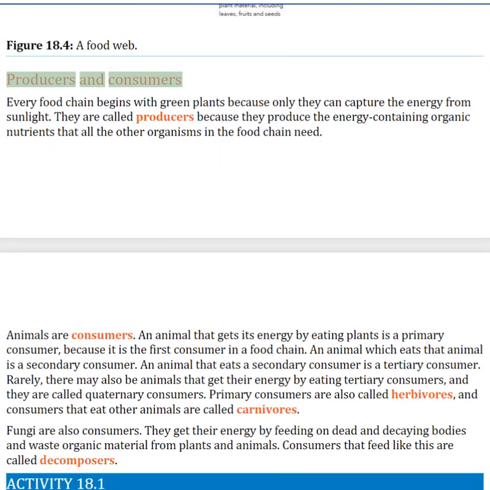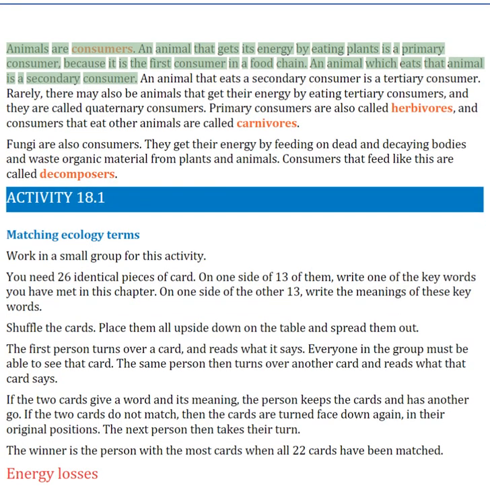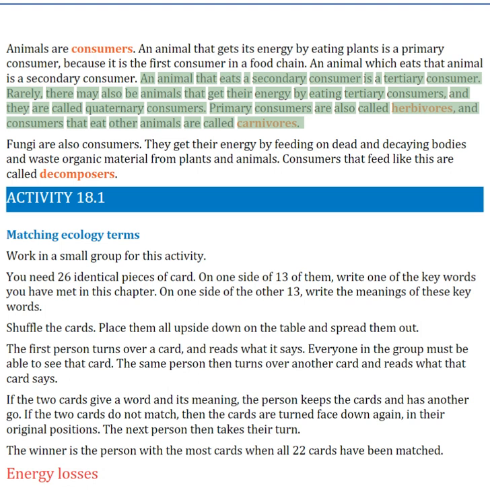Producers and consumers. Every food chain begins with green plants because only they can capture the energy from sunlight. They are called producers because they produce the energy-containing organic nutrients that all the other organisms in the food chain need. Animals are consumers. An animal that gets its energy by eating plants is a primary consumer because it is the first consumer in a food chain. An animal which eats that animal is a secondary consumer. An animal that eats a secondary consumer is a tertiary consumer. Rarely, there may also be animals that get their energy by eating tertiary consumers and they are called quaternary consumers.